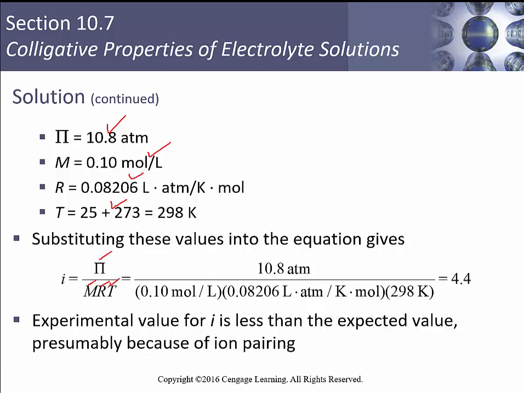So 10.8 atmospheres divided by 0.1 moles per liter divided by 0.0821 liter atmosphere per mole Kelvin. Atmospheres drop off. Right. Kelvin drops off with that Kelvin. Notice this is unitless. And we end up with 4.4, which is less than 5. So theoretically, we'd expect 5. We measured it, we get 4.4.